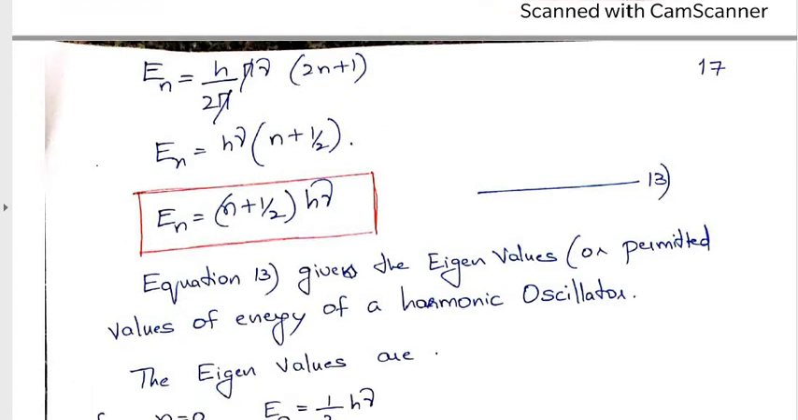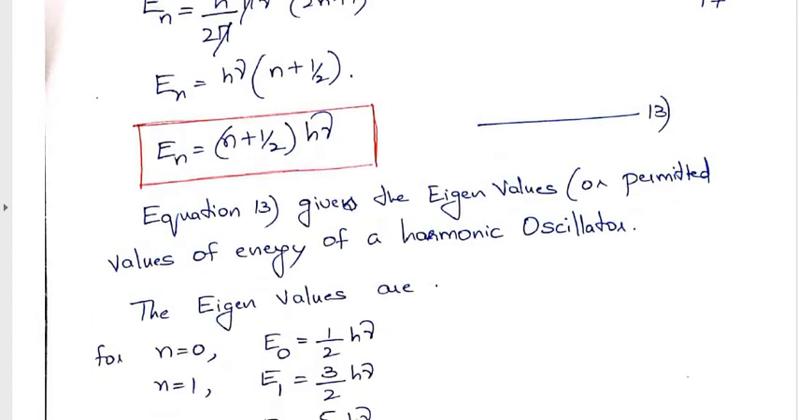So now, what are the values that n can have? So n can have integral values alone. So if n is equal to 0, what is the energy value or the eigenvalue? E0. E0 is equal to 0 plus half into h nu, which is equal to half h nu, which is a particular value not equal to 0. So therefore n can take the value equal to 0.